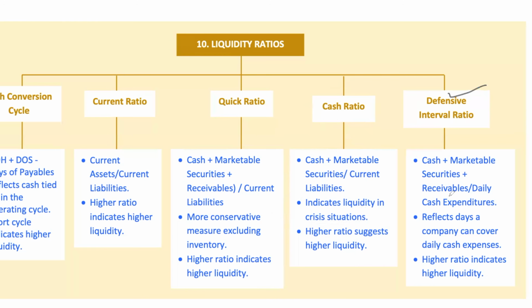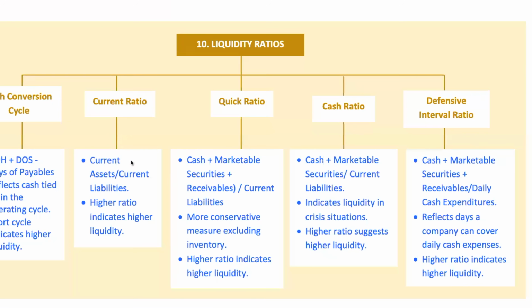Finally, there's the defensive interval ratio. This one is pretty interesting. It tells us how long a company can cover its daily cash expenditures using only its liquid assets. It's like asking, if all income stopped today, how long could the company keep paying its bills? The higher this ratio, the better. So as you can see, liquidity ratios are all about ensuring the company has enough cash or near cash on hand to deal with short-term needs. It's about survival in the short run.